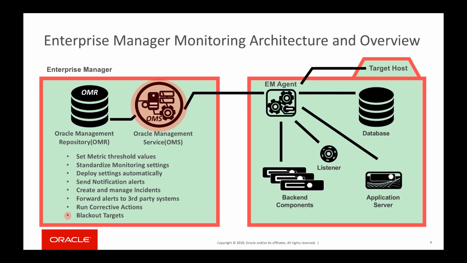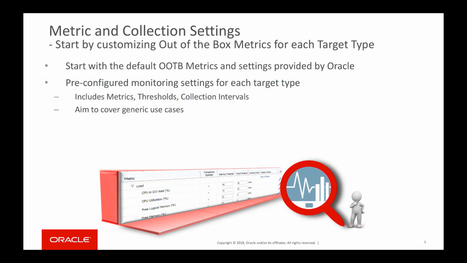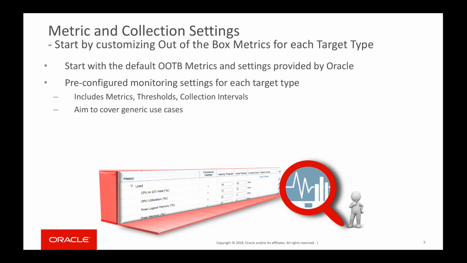So that was a very high-level Enterprise Manager monitoring overview. Now let's take a closer look at each of these topics in the next few slides. Once you have Enterprise Manager set up, and if you're going to start monitoring a new target type, one way to go is to look at our out-of-the-box metrics and settings. Enterprise Manager ships with pre-configured monitoring settings for each target type. This includes metric thresholds and collection timings.